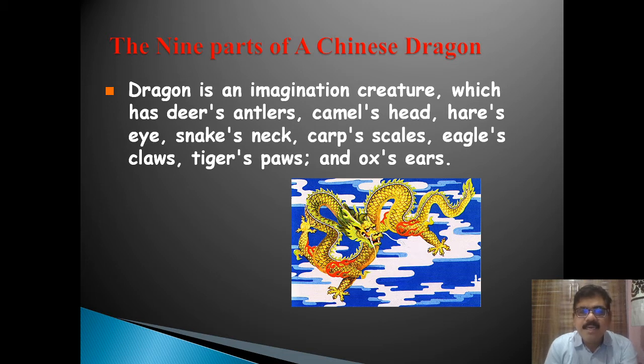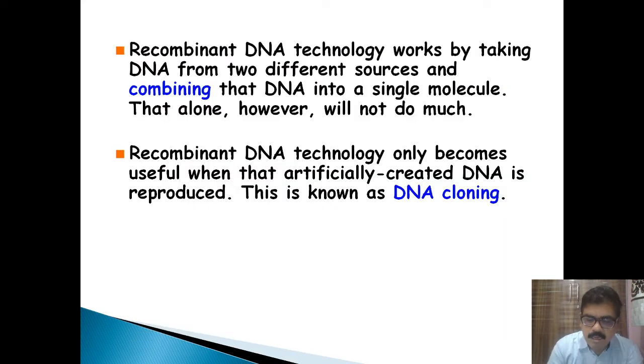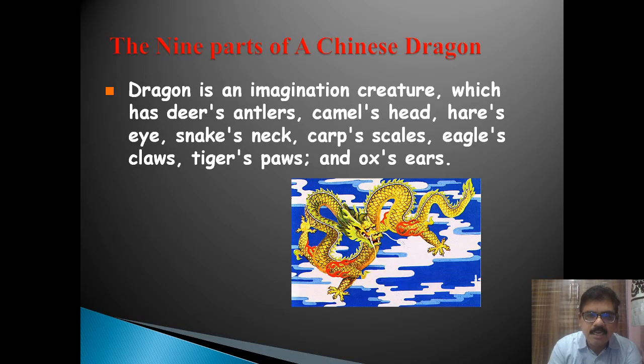It has the deer's antlers. Then it has the head of the camel. It has the eyes of the hare. Then the neck of the snake. Then scales of the carps or fishes. It has the claws of the eagle. It has the paws of the tiger, and it has the ear of the ox. So such an individual is not possible naturally.